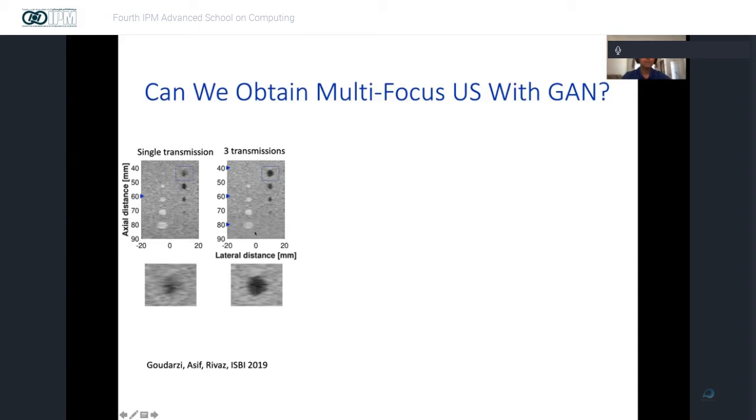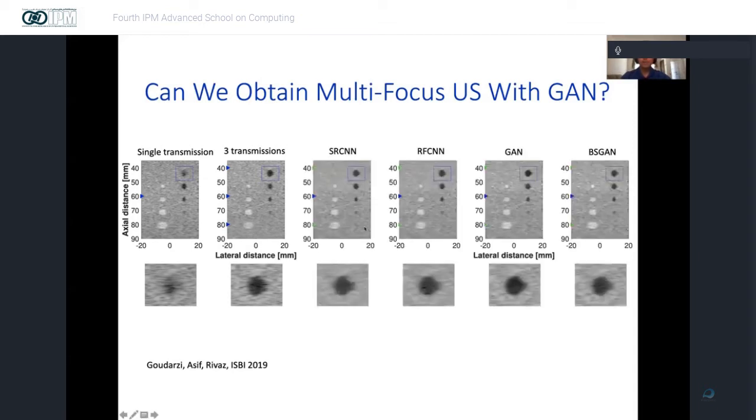Now our goal is to train a GAN which takes this image as the input and then generates an output image that looks like this. The idea is, instead of focusing at 3 different locations, to only focus at 1 location, but create this image from this input. We propose a conditional GAN framework in this paper, and we compared it to different CNNs, different super resolution CNNs, a normal GAN, and our proposed boundary seeking GAN. We showed that our results are much better.